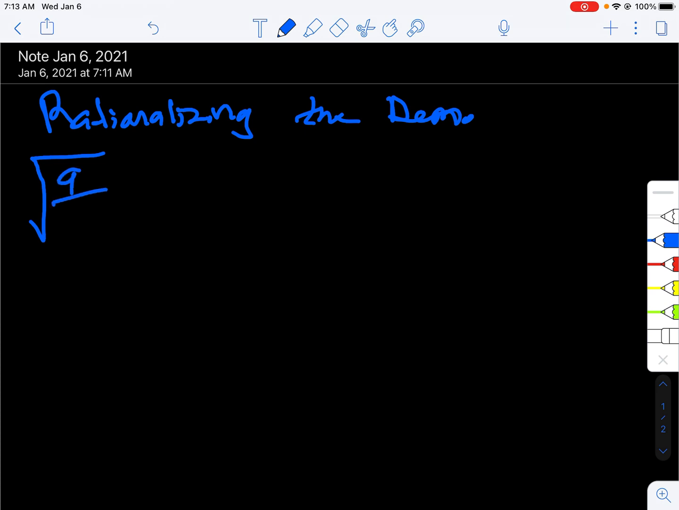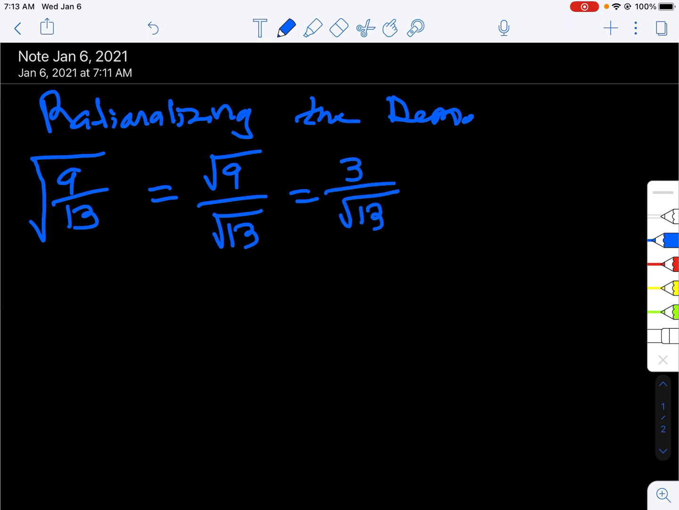Say we have something like the square root of 9 over 13. Like we've talked about, we can use the quotient rule, and we can make that the square root of 9 over the square root of 13. The square root of 9 is just 3. And square root of 13, we cannot break that down anymore. There aren't any perfect squares that go into 13 that we can multiply together to get 13.